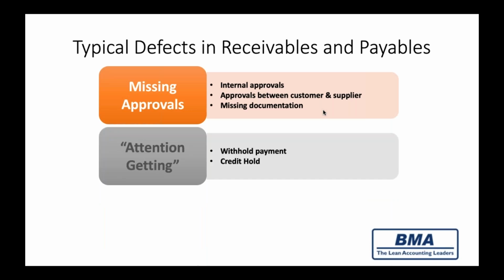Then finally, there's what I call the attention-getting issues, where one party withholds a payment, or you put a customer on credit hold because they haven't been paying their invoices, and the idea is to get attention. But if you think about all this information, all these possible defects, they don't all occur inside the accounting department. They occur somewhere in the process. And that's why it's important to look at things differently.